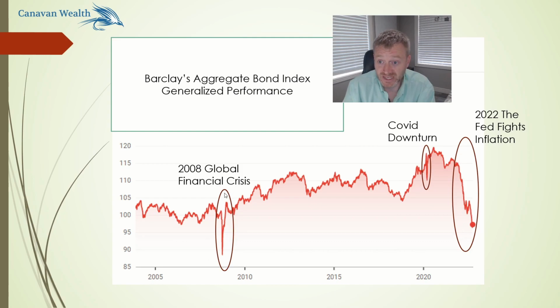You can see in the global financial crisis here, bonds dropped dramatically, but came back certainly faster than the stock market. We saw a similar drop during the COVID downturn, not quite as bad. And then, of course, famously, the most recent drop due to interest rates going up. If you look at the Barclays Ag over the last 10 years, it has returned less than 1%. It hasn't even kept up with the historically low inflation that we saw over the vast majority of those 10 years.